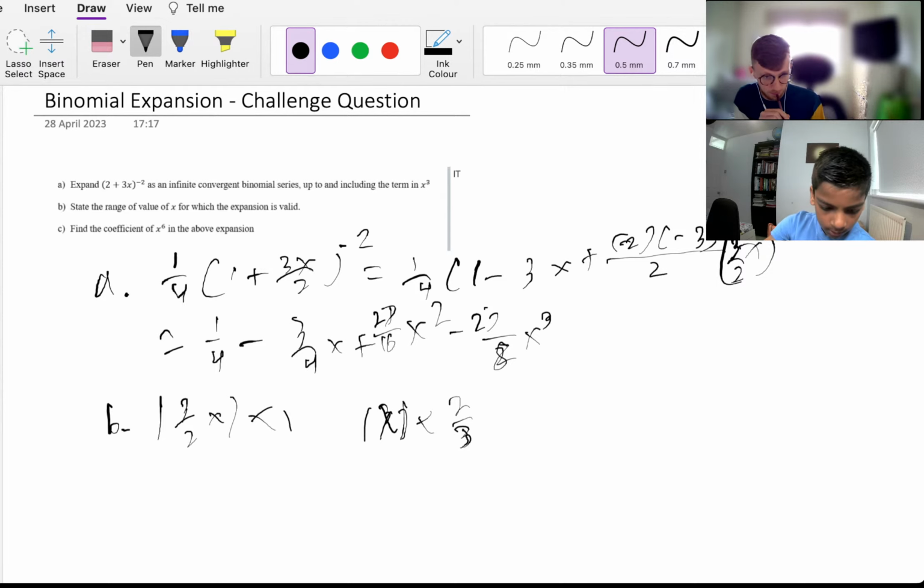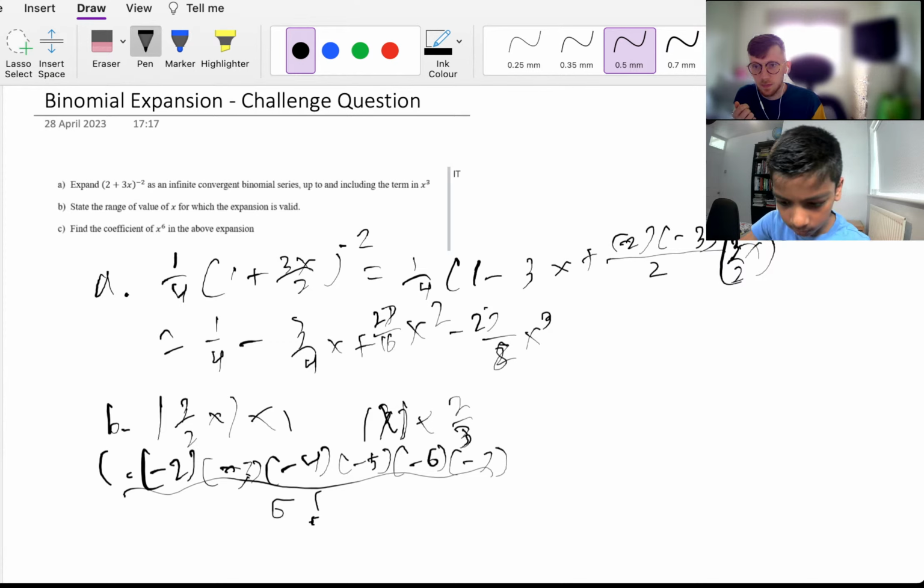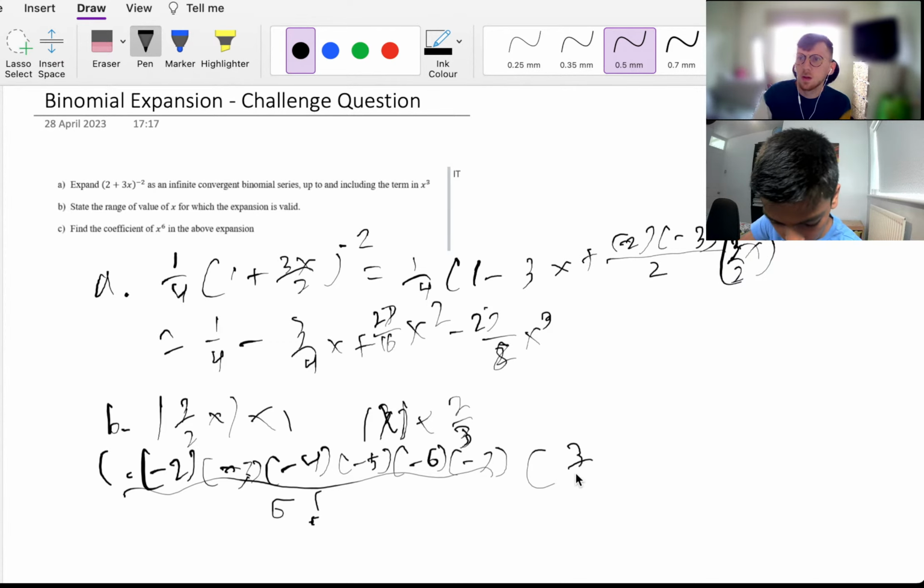And then part C is to find the coefficient of x to the 6. Then we just need to multiply minus 2, minus 3, minus 4, minus 5, minus 6, just set that 6 times: 1, 2, 3, 4, 5, 6. Okay. Brilliant. Yeah, well done. By 6 factorial times by 3 over 2 x to the power of 6.